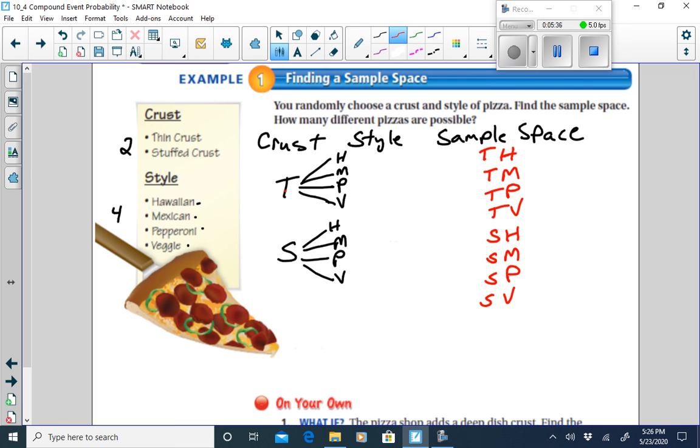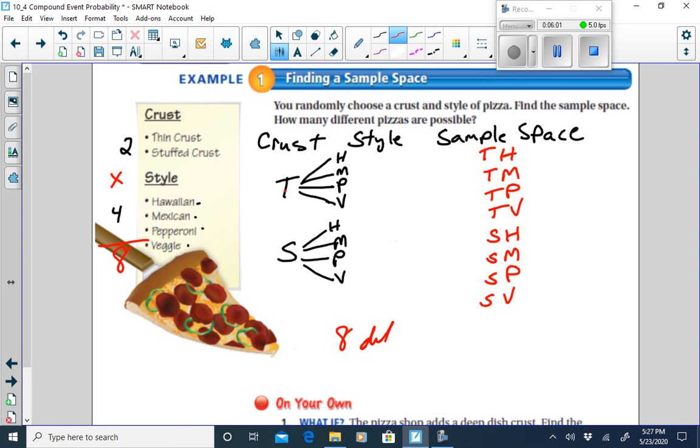8 possible outcomes. And we knew about our 8 possible outcomes because of our counting principle. 2 possible outcomes for crust, 4 possible outcomes for style, 2 times 4, 8 possible outcomes. That's how the counting principle works. But the sample space shows us what those specific outcomes are. So there are 8 different pizza combinations, right?